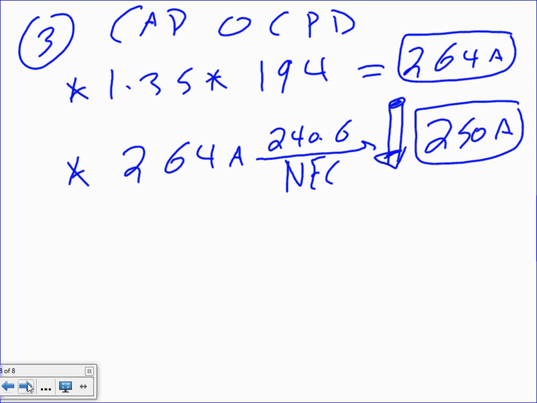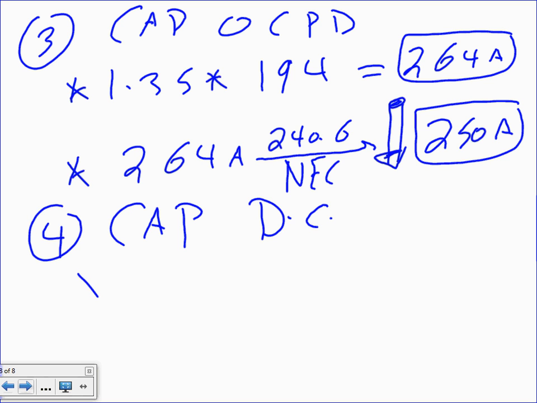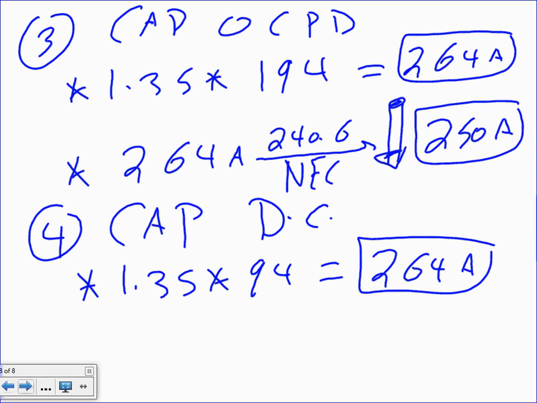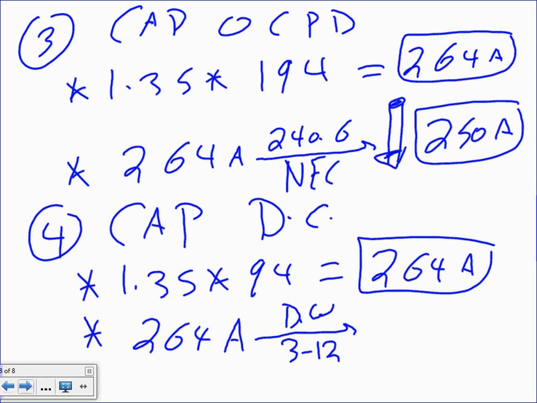Okay, the last one, as you guys expected, is going to be number 4, which will be my disconnect. I always like to use 1.35 times 94 equals 264 amp. I'm repeating myself, that's why I'm flying here. Then you take the 264 amp, take it to the voltage, 3-12, 400 or 200? 400. 400 amp. 400 amp disconnect.